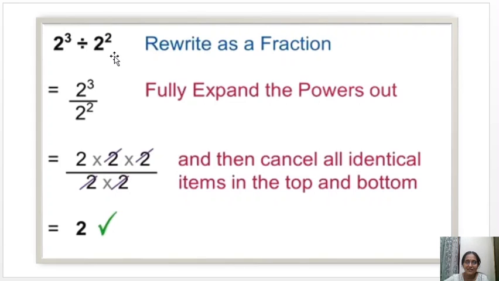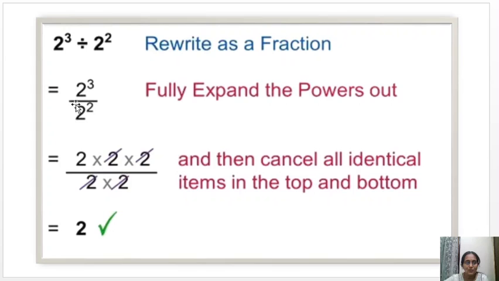You know division. Here 2 power 3 is the dividend, 2 power 2 is the divisor, 2 power 3 divided by 2 power 2. Right, we will write the division sum as a fraction now. 2 power 3 divided by 2 power 2, the divisor is the denominator.